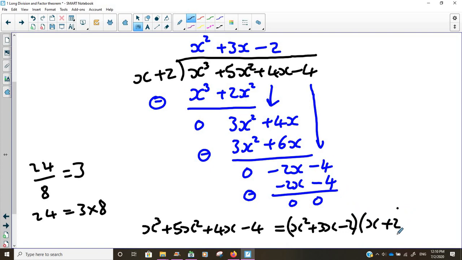Okay, so quite often when you're answering questions in the exam, they might ask you to express your cubic or your quartic as the product of its factors. So obviously x plus 2 is a factor, the other factor is this quadratic, and it could be that that quadratic will split up into 2 factors itself. In this case it won't, so we just have the product of a linear factor and a quadratic factor.